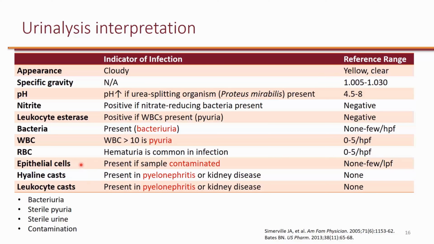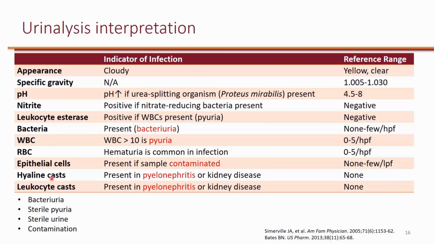So if you do find a significant amount of epithelial cells in the urine, that means they're coming from the skin, which means that your sample is contaminated. So if you do find bacteria and epithelial cells significantly, you have two options. Either you really have bacteriuria in the patient and it also got contaminated, or the patient doesn't really have bacteriuria, but it got contaminated. And the only way to distinguish that is by actually doing a urine culture and seeing if we can grow actual bacteria. But epithelial cells are what you look for to see if the sample is contaminated.